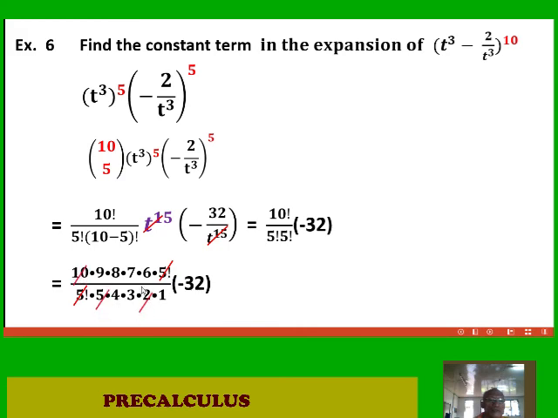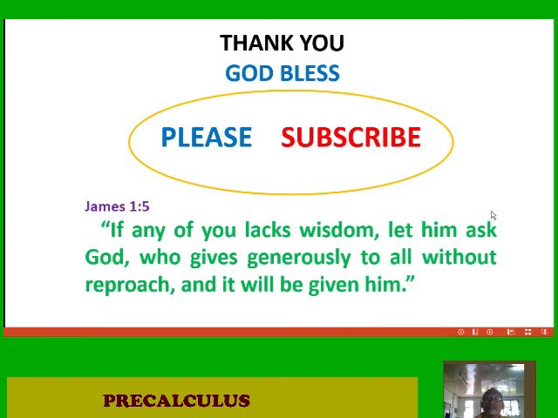5 times 2 is 10. Cancel out 10. 8 divided by 4 is 2. 9 divided by 3 is 3. So we are left with 3 times 2 times 7 times 6 times negative 32. So the constant term is negative 8064. Okay, that's enough.